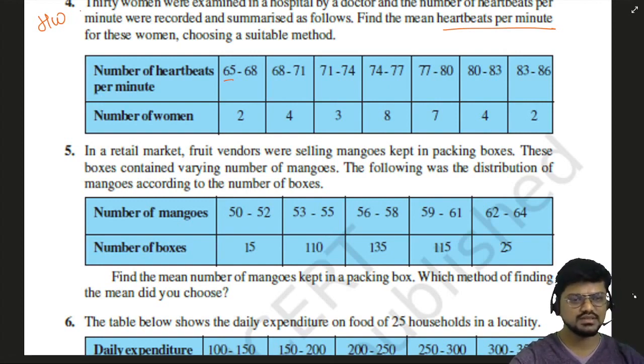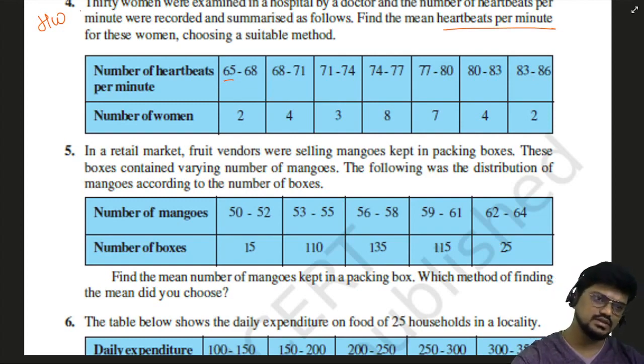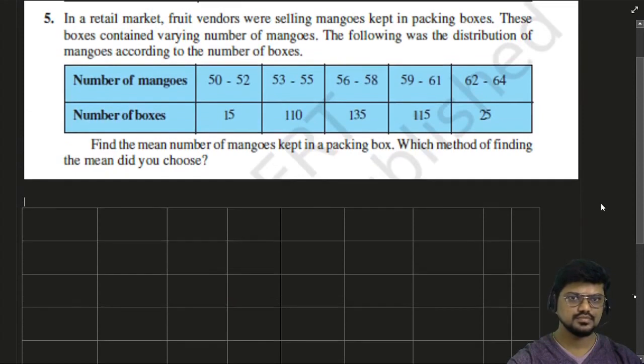It's almost the same method. The only one difference will be there in this question. Now, what you have: in the retail market, fruit vendors were selling mangoes kept in packing boxes. These boxes contained a varying number of mangoes. The following was the distribution of the mangoes according to the number of boxes. For 50 to 52 mangoes, the number of boxes was 15.